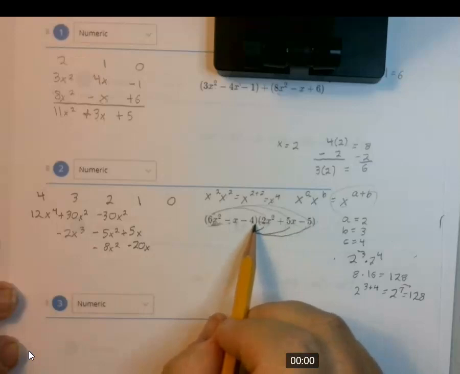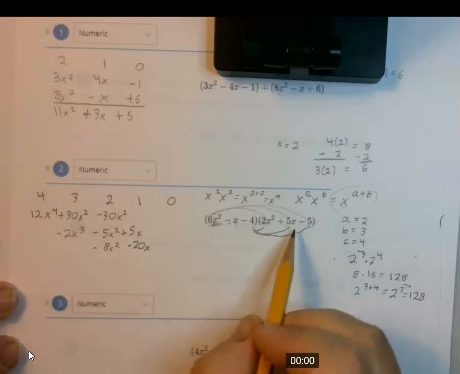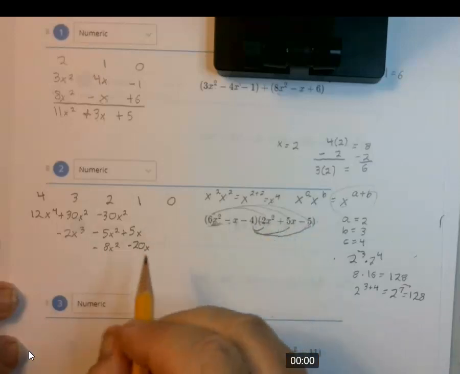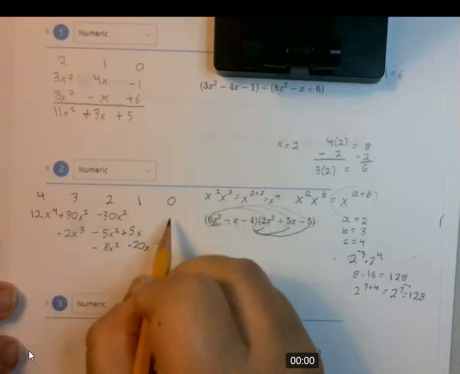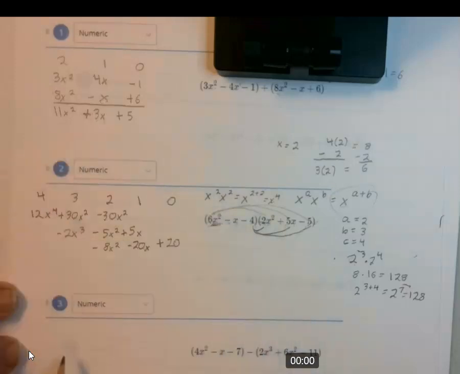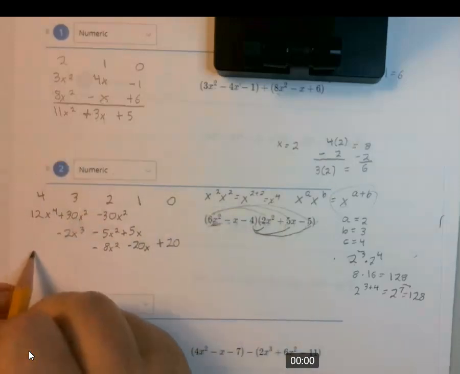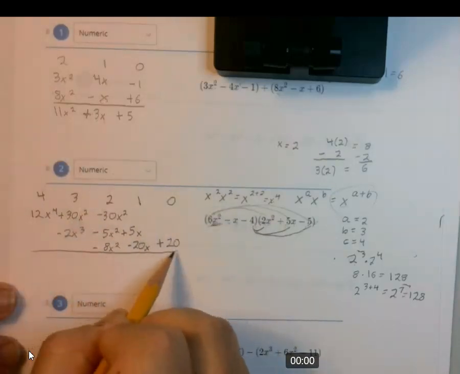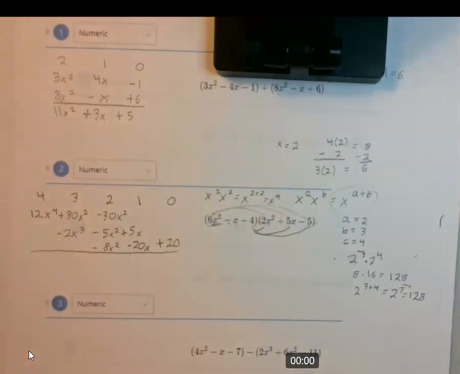And finally, I have 4 times 5. They're both negatives. Negative times a negative is a positive, so it's plus 20. That's the first term I have down here in the 0 column. Now you simply add. So it's just like regular multiplication. You do your multiplications, and then you add down at the bottom.